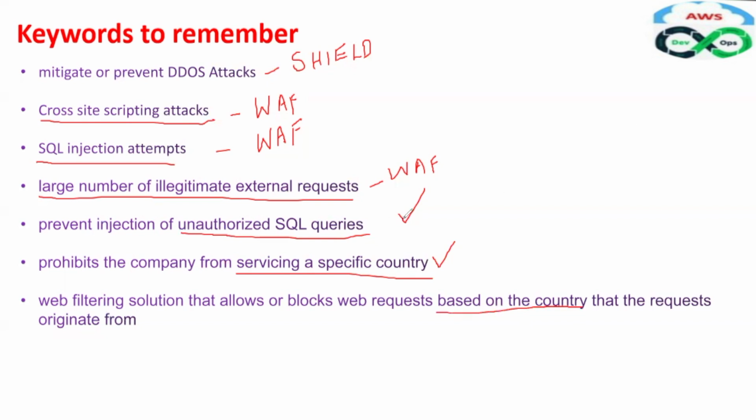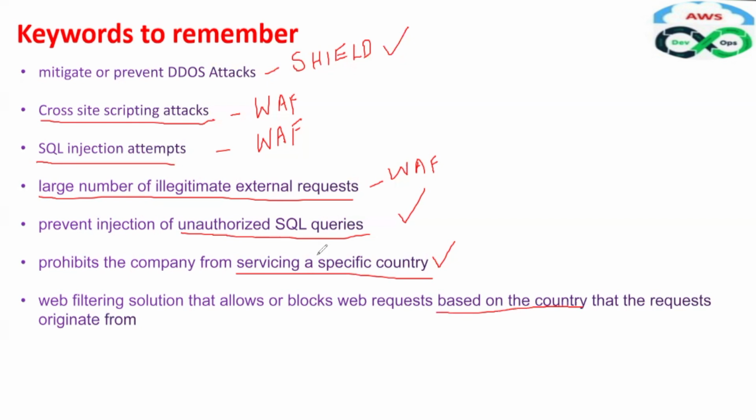Okay, so these are some of the keywords, team. If you see DDoS attacks and the organization wants to protect the complete AWS infrastructure from DDoS attacks, then in that case you can go for Shield. But if they say that there is a website or a web application that is running and experiencing some cross-site scripting attacks or SQL injection attempts or illegitimate external requests, unauthorized SQL queries, then you can definitely point your answer to the WAF, right?